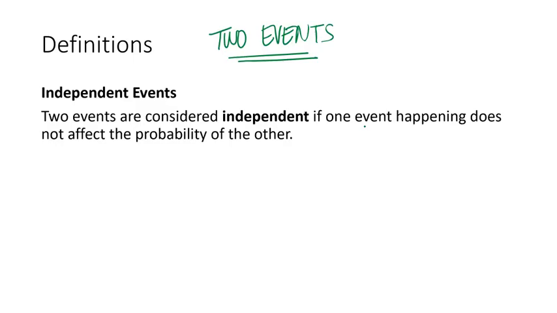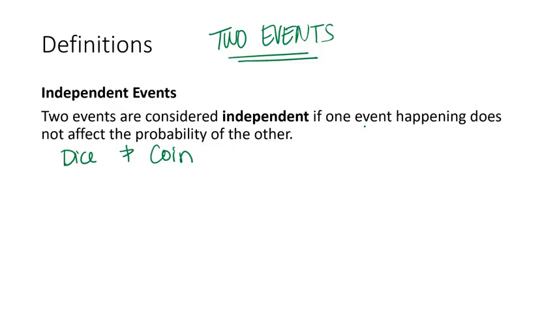Two events are considered independent if they have no impact on the other. For example, our dice and our coin. When I roll the dice, getting a 6 is completely separate and has no impact on flipping my coin and the results that I can get.